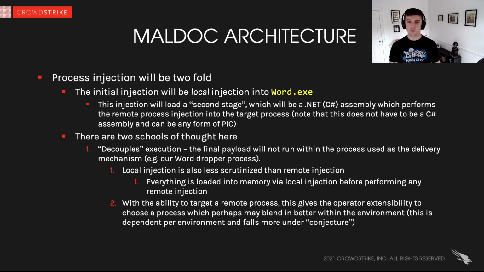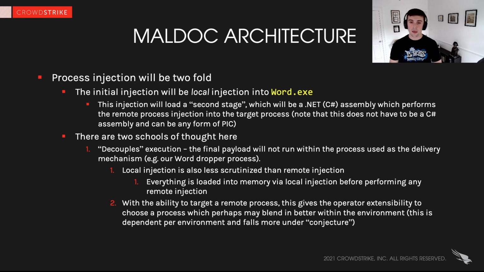The reason why we want to perform local injection is twofold. One, we can decouple execution. So the final payload will not actually run within the Word process. Injecting into the Word process is simply a means to an end to perform remote injection. Also, local injection is less scrutinized than remote injection. It's a lot harder to detect. So everything that's loaded into memory will be loaded into memory through the local injection before any remote injection is performed.